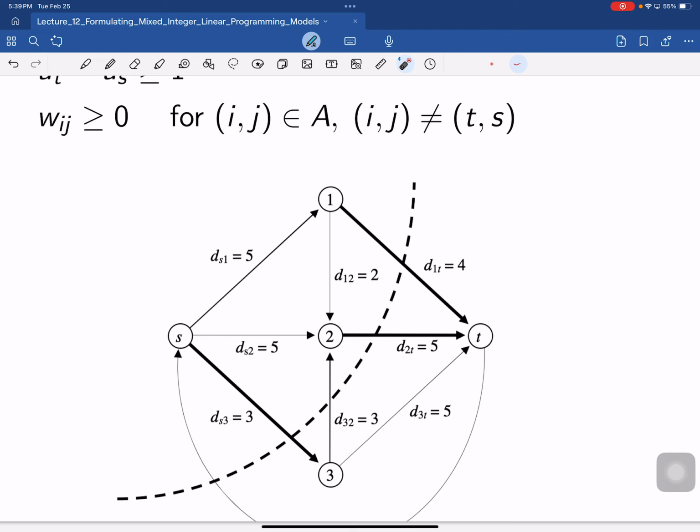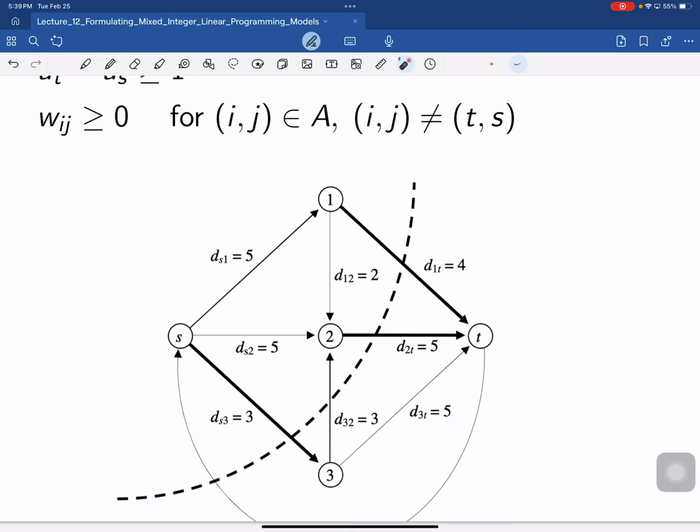The min cut problem is to find a partition such that when you add up all the weights, it is minimized. Okay. So now the total weight is 4 plus 5 plus 3, which in total is 12. And then if you pick a different partition, right?